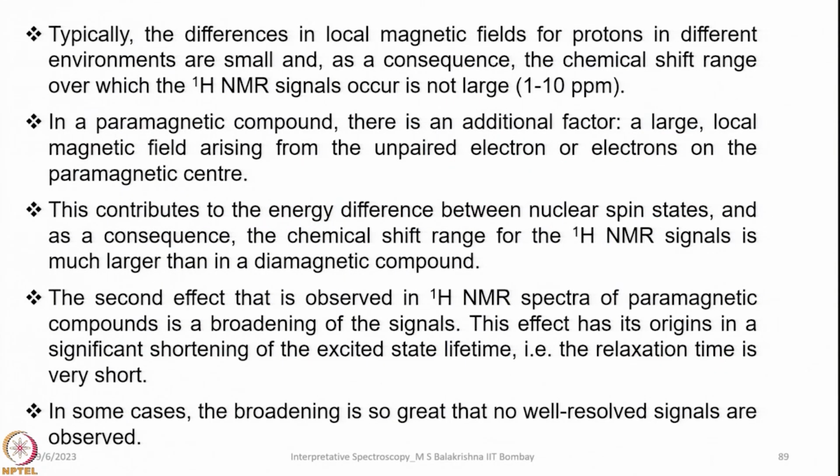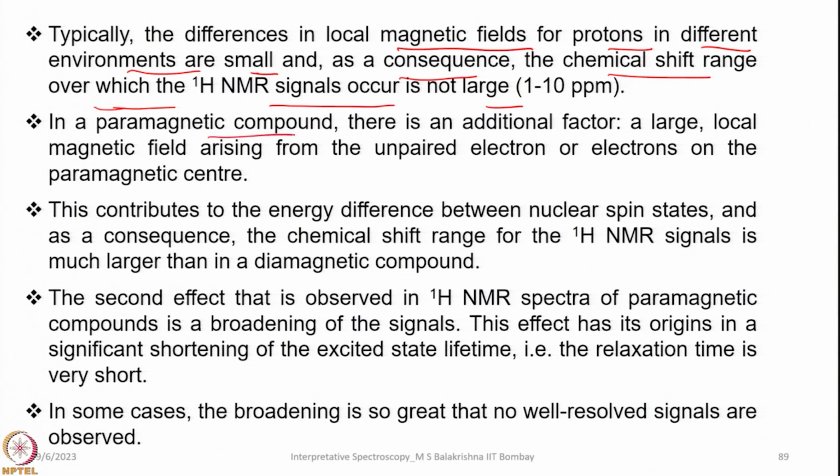Typically, the differences in local magnetic fields for protons in different environments are small, and as a consequence, the chemical shift range over which the 1H NMR occurs is not large. So whatever chemical shift difference we come across is considerably low compared to other nuclei. As a result, we have a small spectral range of 1 to 10 ppm in the case of 1H NMR.